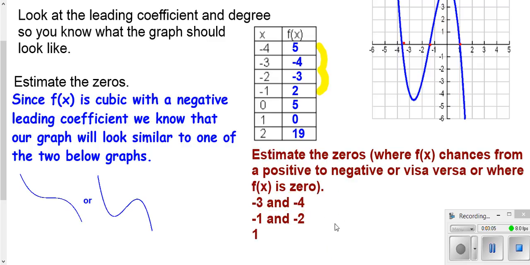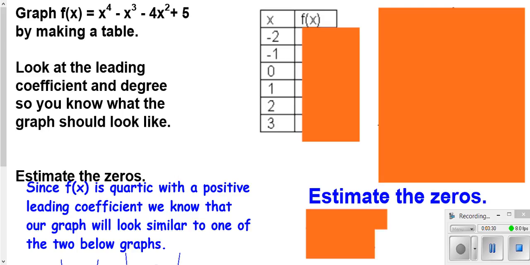Now, be careful on what it's asking for. Sometimes it'll be asking you to estimate the number of zeros, and other times it'll tell you how many zeros it has, in this case 3. And then other times it'll be asking you to estimate the zeros. In this case, that's what we did here, we estimated the zeros. So try this one on your own, and then we'll go ahead and look at it.